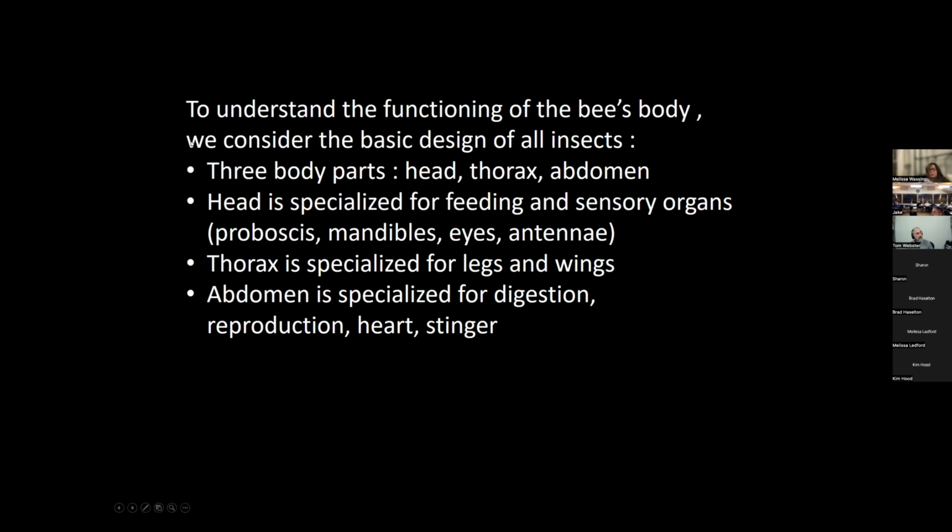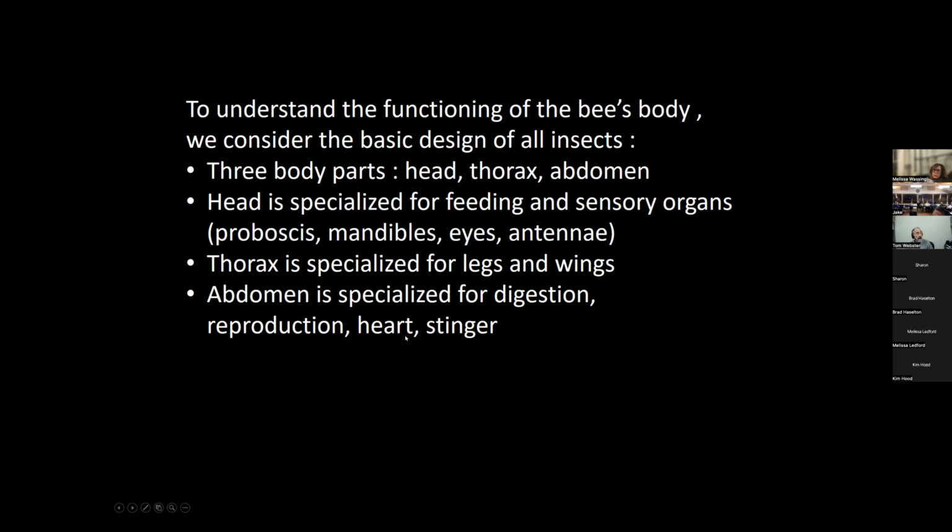So to understand the bee, we put it in context with insects. All us bee folks, we had to study entomology and learn about other insects too. And all insects are composed of 3 body parts, which is the head, the thorax, and the abdomen. And the head is specialized for feeding and for the sense organs. So the proboscis, the mandibles, the eyes, the antennae. Thorax is for moving around by legs and wings. And the abdomen is specialized for digesting food, for reproduction in the males and females, queens and drones if it's a bee.